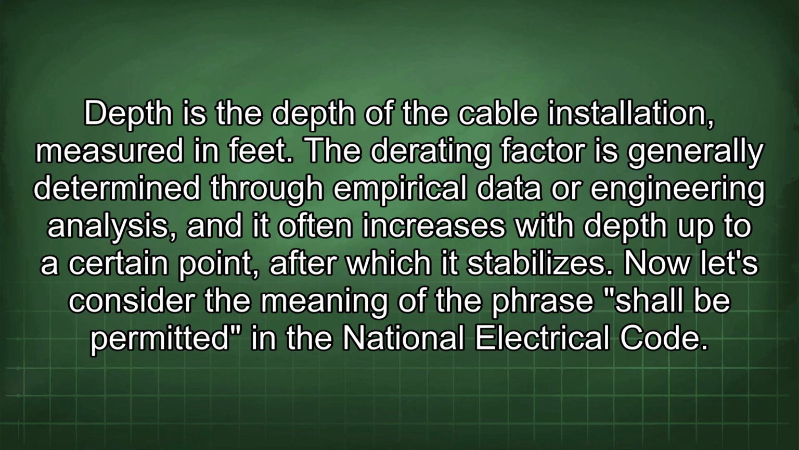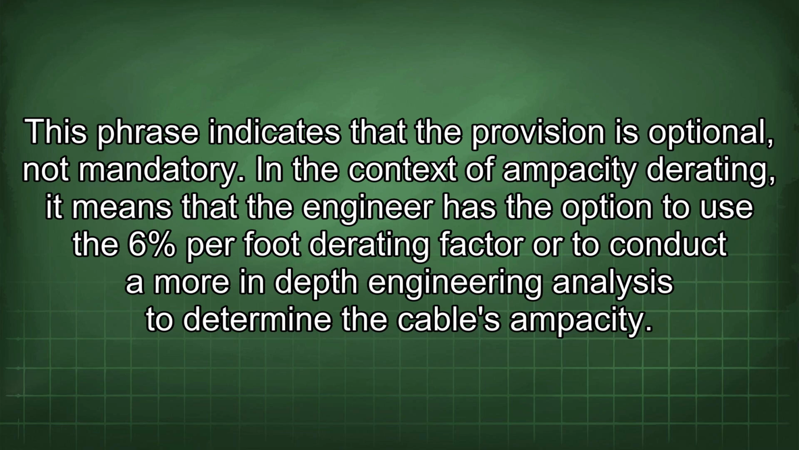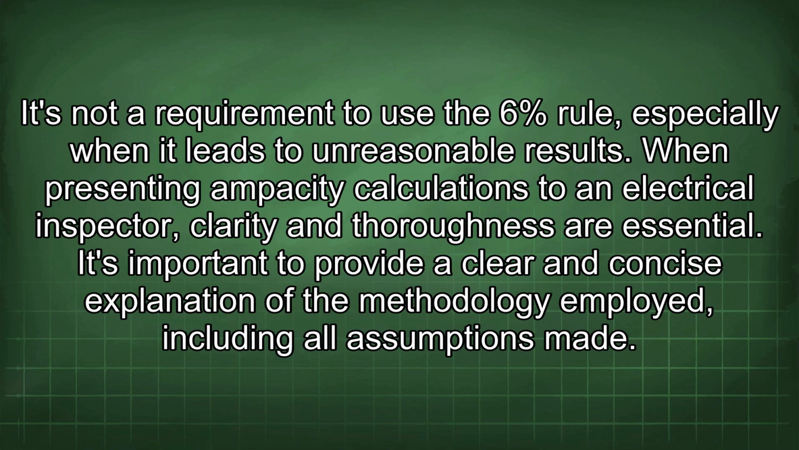Now let's consider the meaning of the phrase "shall be permitted" in the National Electrical Code. This phrase indicates that the provision is optional, not mandatory. In the context of ampacity derating, it means that the engineer has the option to use the 6% per foot derating factor or to conduct a more in-depth engineering analysis to determine the cable's ampacity. It's not a requirement to use the 6% rule, especially when it leads to unreasonable results.